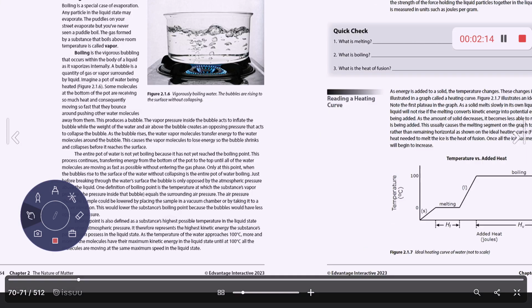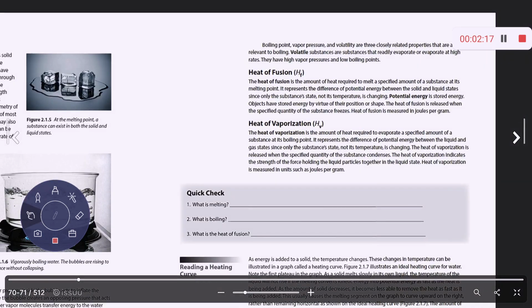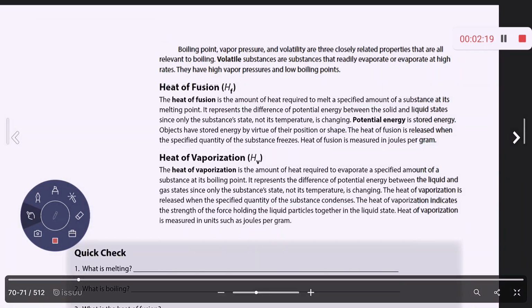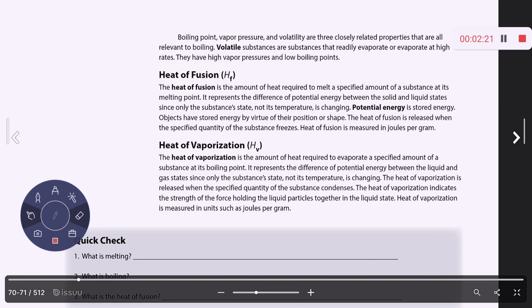We can go on to the next page and let's talk about volatile substances. Substances that evaporate at really high rates are considered volatile. Don't confuse volatile substances with things that are explosive. It's not the same concept. So this would be things like rubbing alcohol and acetone, which is a nail polish remover. Volatile substances, there's a lot of them in the gas phase. That's why they have high vapor pressures and they also have low boiling points.